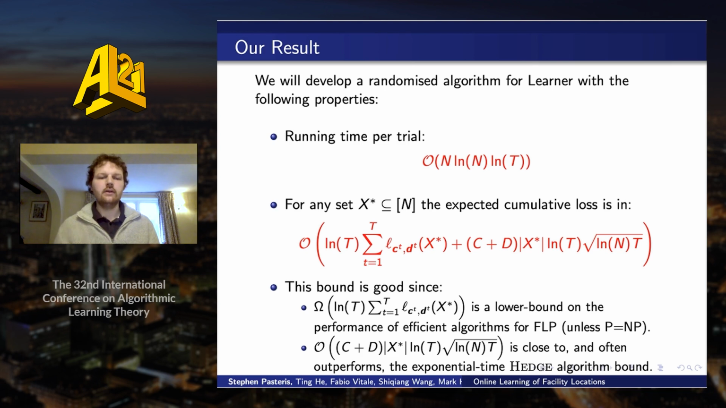So this bound is good, since the first term is a lower bound on the performance of efficient algorithms for the facility location problem, unless P is equal to NP. And the second term is close to, and often outperforms, the Hedge algorithm bound, which in this case is an exponential time algorithm.